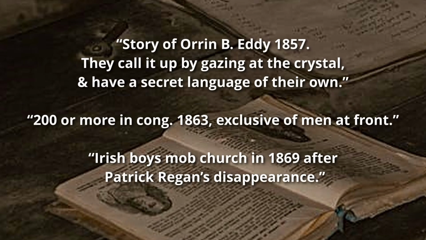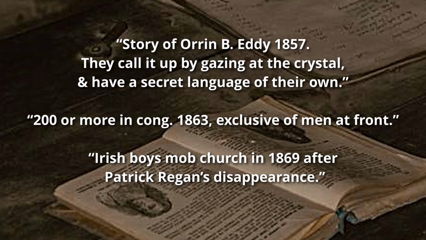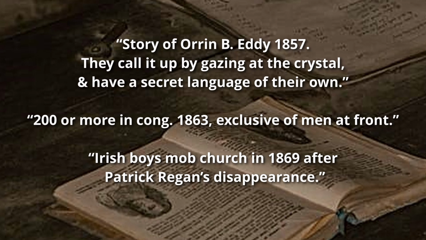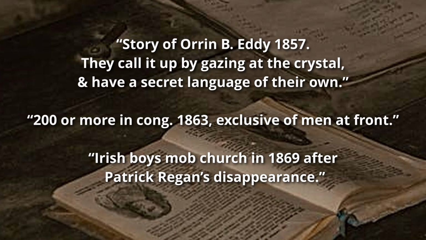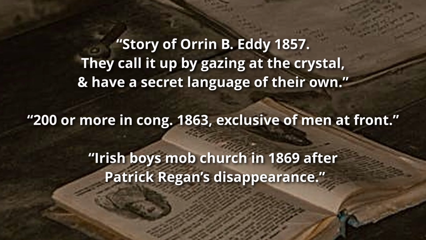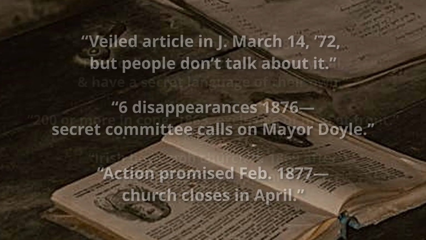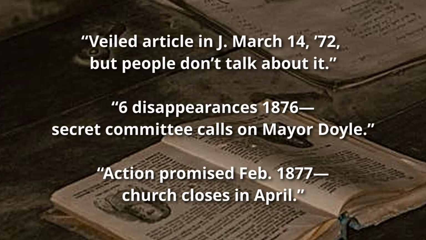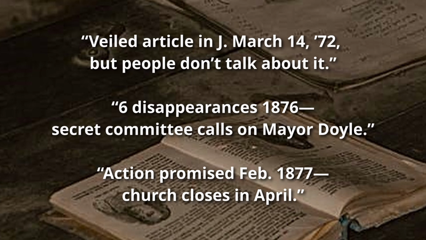Story of Orrin B. Eddy, 1857. They call it up by gazing at the crystal and have a secret language of their own. 200 or more in congregation, 1863, exclusive of men at front. Irish boys mob church in 1869 after Patrick Regan's disappearance. Veiled article in Journal, March 14, '72. But people don't talk about it.